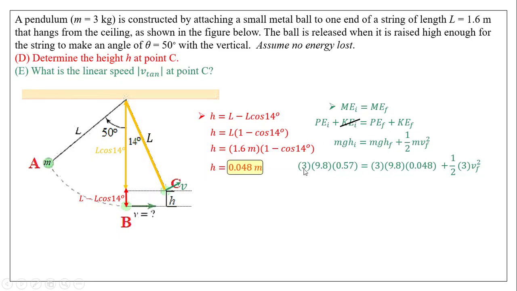Here, you plug in 3, g is 9.8, hi is 0.57 because that's what we found in part A. And then here, m is 3, g is 9.8, hf we just found is 0.048. And then the 1/2 stays, and then m here is 3. And then here's vf. If you wanted to, you can just do it this way, just calculator work, and then just find vf and it will give you the same answer. So it's entirely up to you. I like to work my stuff out in variables first before I plug and chug.